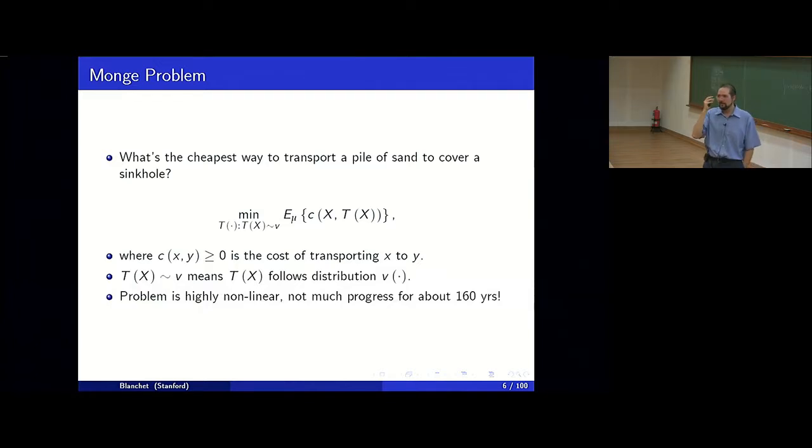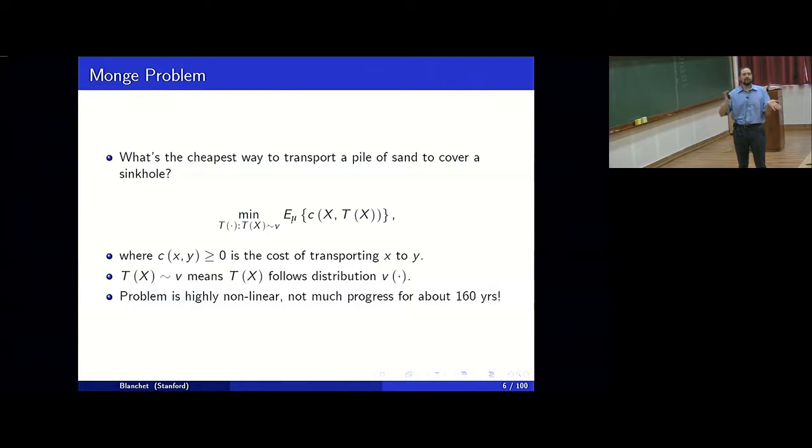This thing that concerned you, of how do I know that I can also find this T, and how do I find it, right? It made the problem really hard, and there was not really much progress for almost 150 years, until Kantorovich came and said, okay, let's not insist on having matching policies, like: give me X, and I tell you exactly where to go. Why not randomize? Give me X, and I randomize. And then let's look at that problem, right? Just introducing that trick makes the problem much nicer. The problem goes from nonlinear to linear.